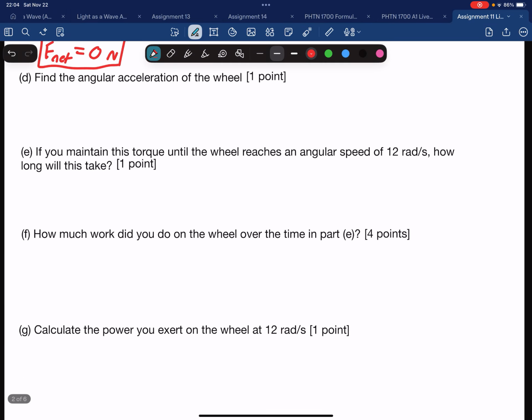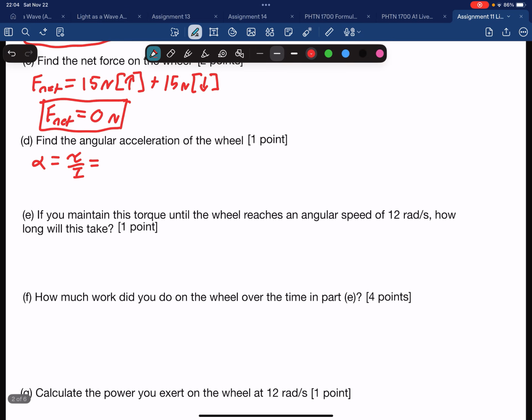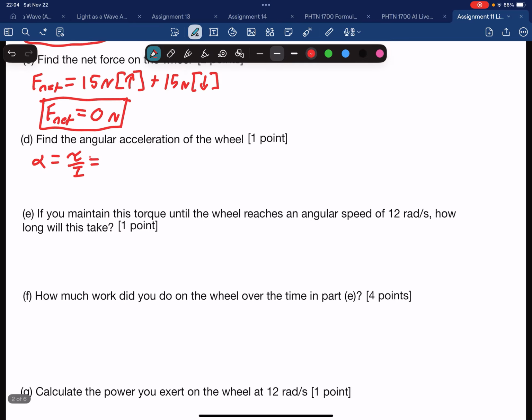Find the angular acceleration of the wheel for part D here. So I know that torque is equal to I times alpha, so alpha is equal to torque divided by I, and this is using the net torque, so 5 over the number I said I would put aside earlier on. This gives me an alpha that is equal to 32 radians per second squared.